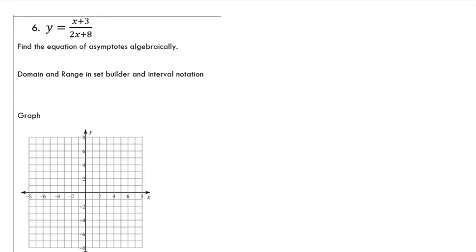Okay, so let's take a look at number 6. Once again, the way we determine the vertical asymptote is we just set that denominator equal to 0. So therefore, x is going to be -8 and then -4. Okay?